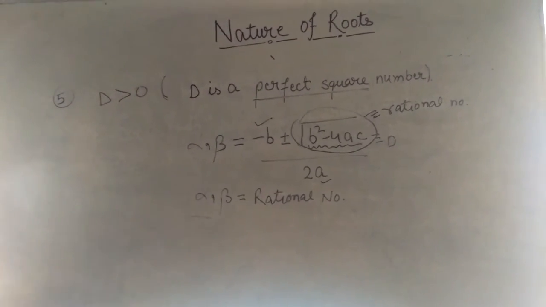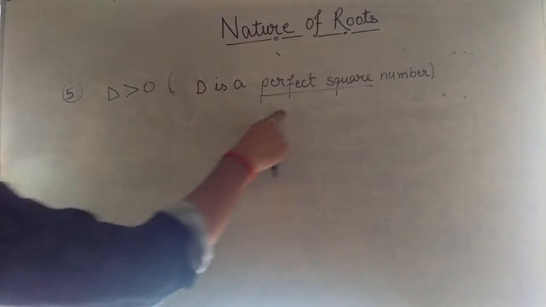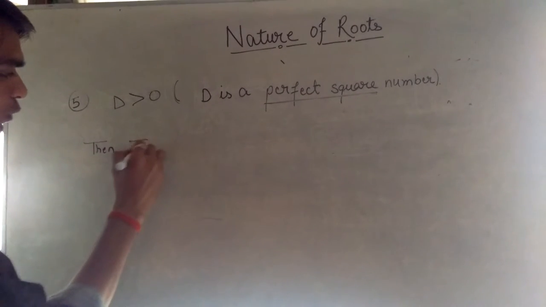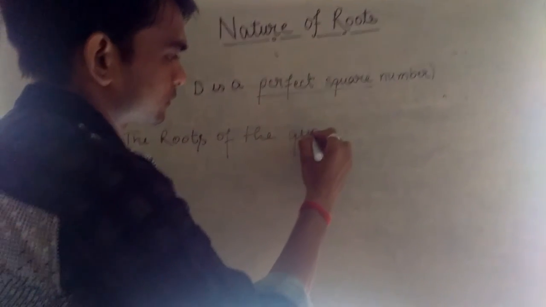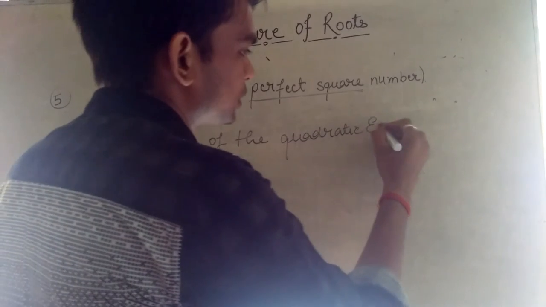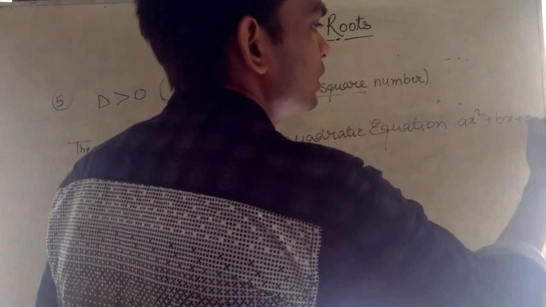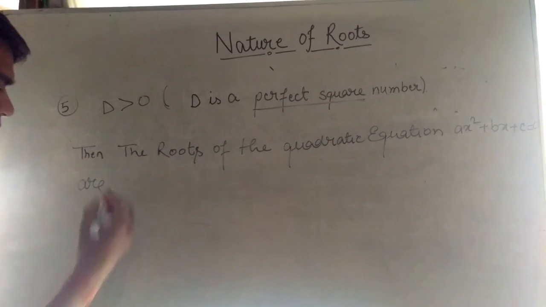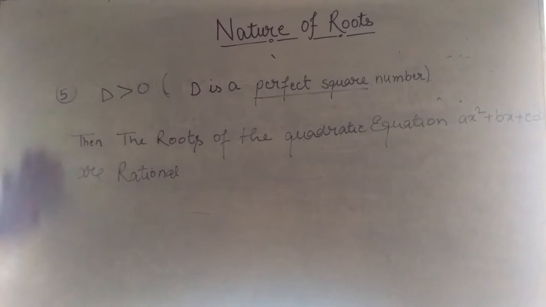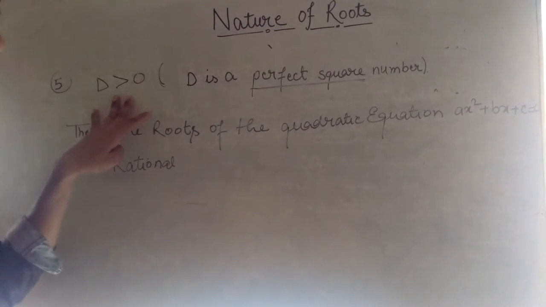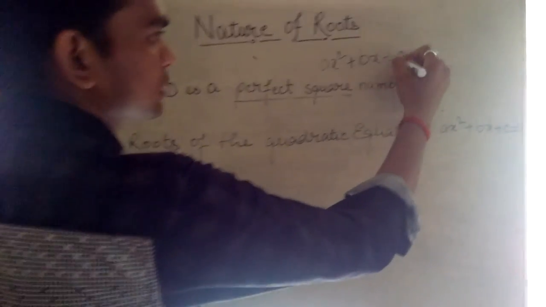Okay, fine. So from here we can make a conclusion. If D is greater than 0 and D is a perfect square number, then the roots of the quadratic equation ax square plus bx plus c equal to 0 are rational. Fine. So these are the conditions that depend on the sign of the discriminant of the quadratic equation ax square plus bx plus c equal to 0.